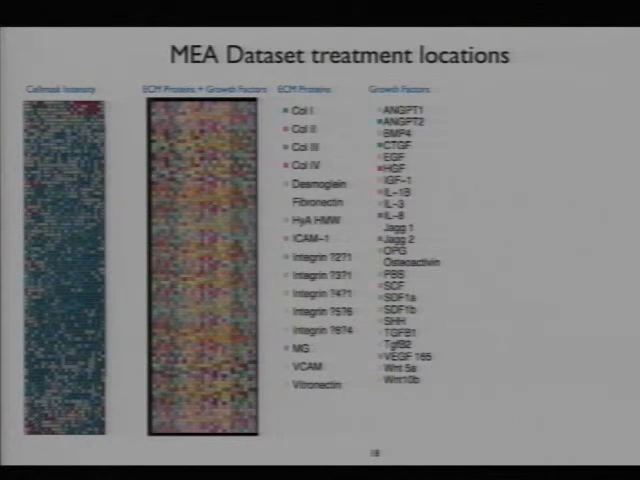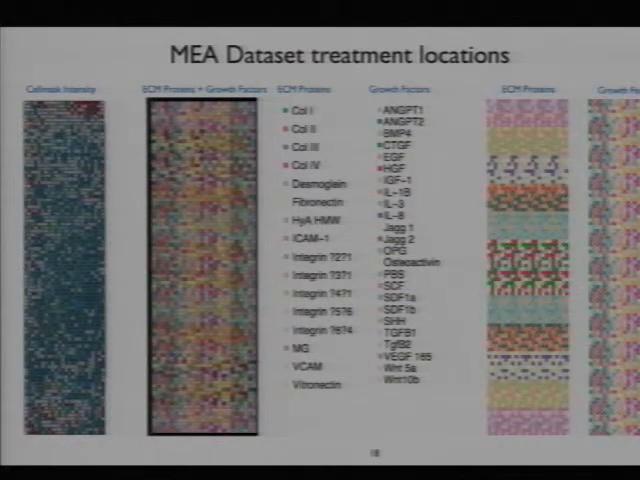And so the way these MEA arrays are created is it's every possible combination of these 16 ECM factors and of these 24 growth factors. So that creates 384 different combinations. And so this plate has 6 replicates of 384 combinations in it. And so here we start to see that there's something kind of funny going on.